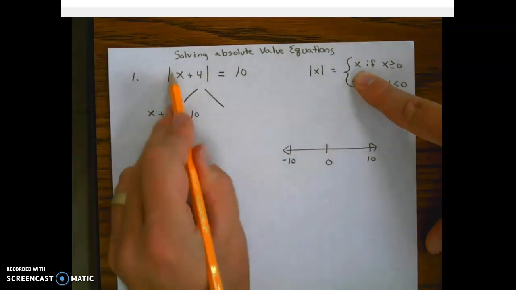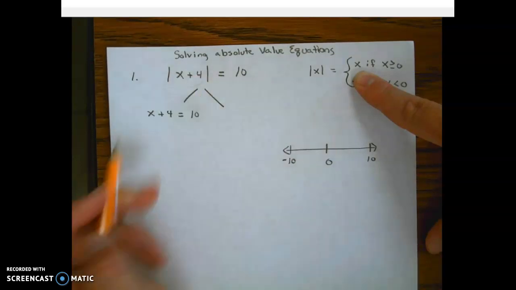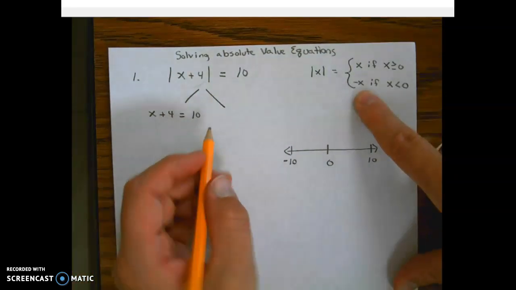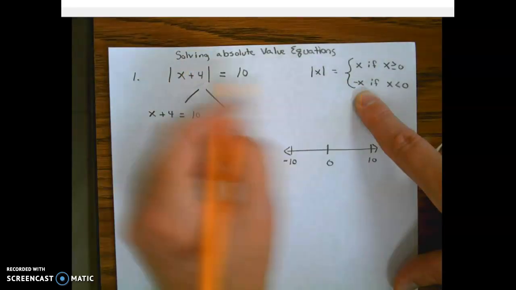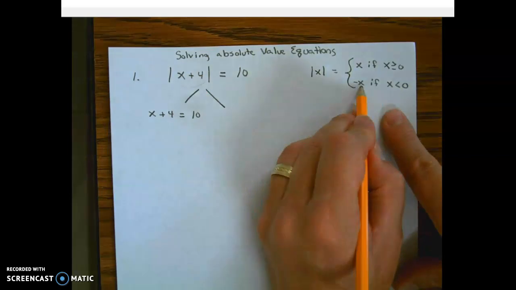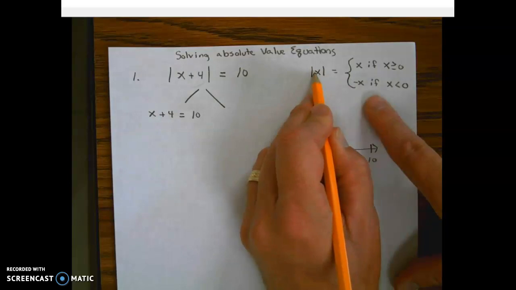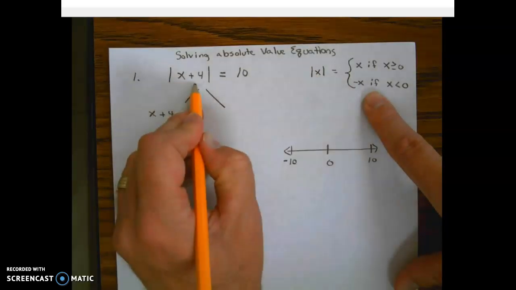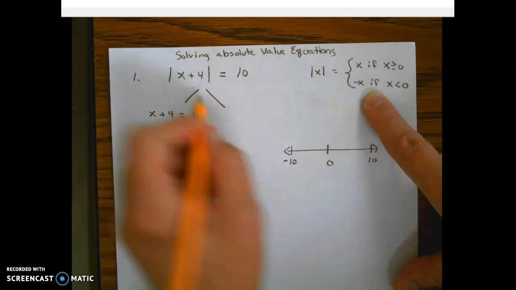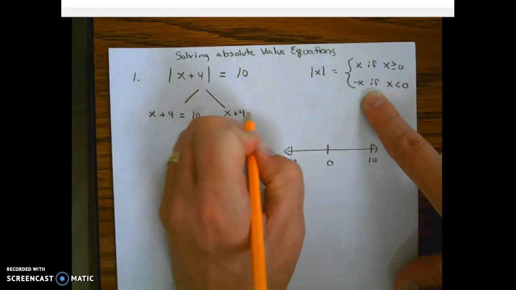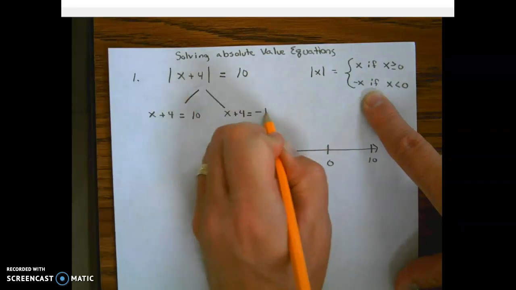So in here, we want to know what x will be so that we can have a positive 10 in here. The other one, the negative, so this could also be negative 10. Now notice this x represents the expression that's inside the absolute value. Okay? So inside the absolute value, we have x plus 4, so it can also be negative. Okay, so x plus 4, this expression here could also be negative 10.